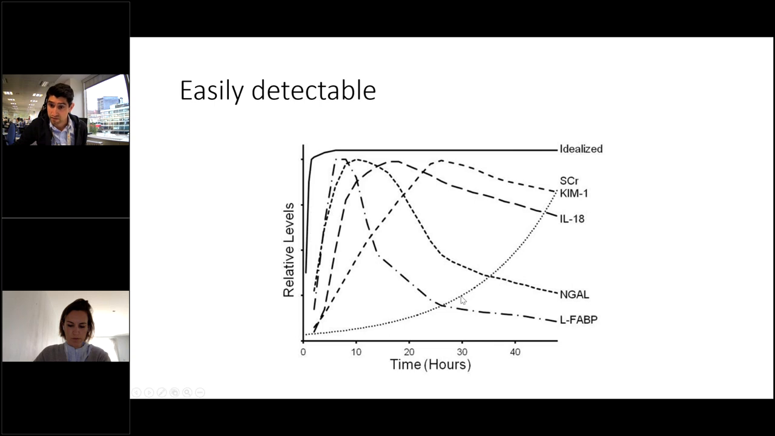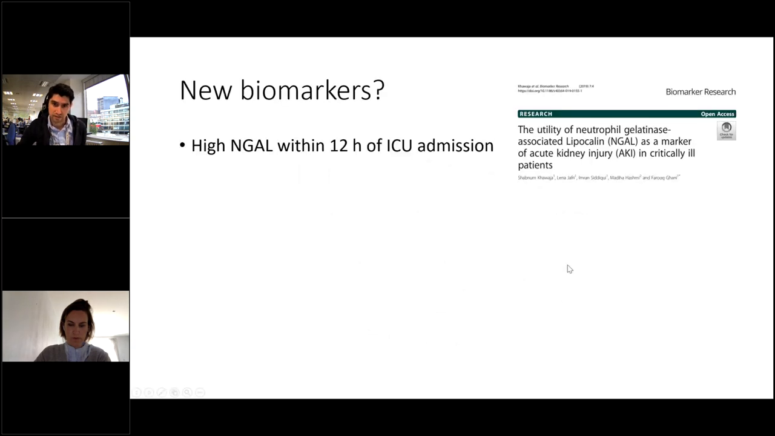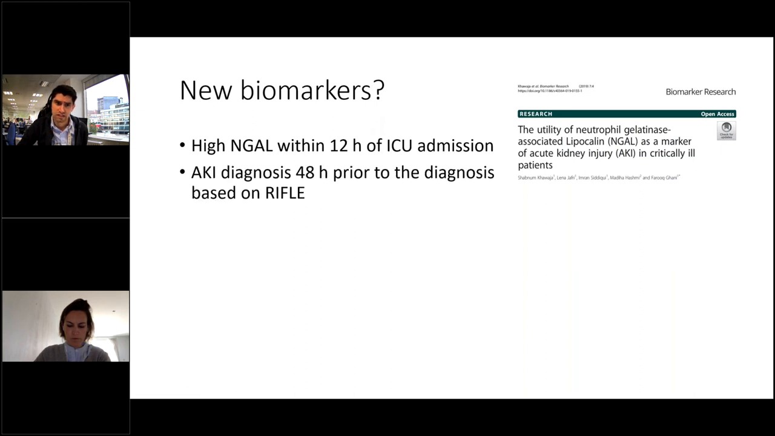You can see there are some other markers, which are mostly urine markers, functional markers of the kidney, which have been investigated and are still being investigated. A particular one that has garnered some interest is NGAL, which has been shown to peak at about 12 hours after an ICU admission. So, if you like, 12 hours before a creatinine peaks, and it's been used in some critically ill patients, particularly in adults.